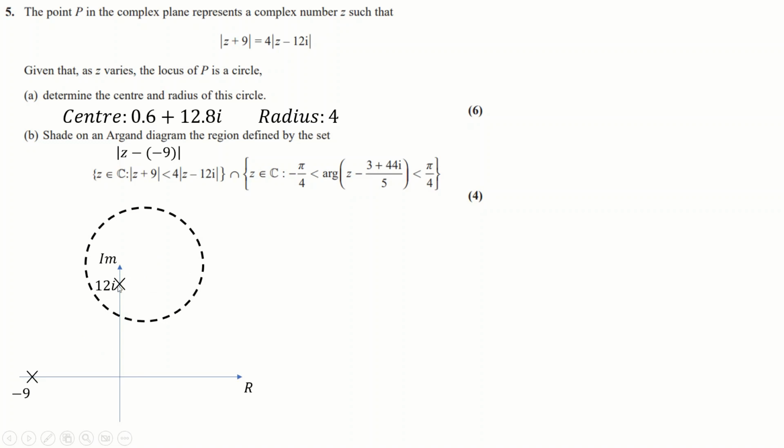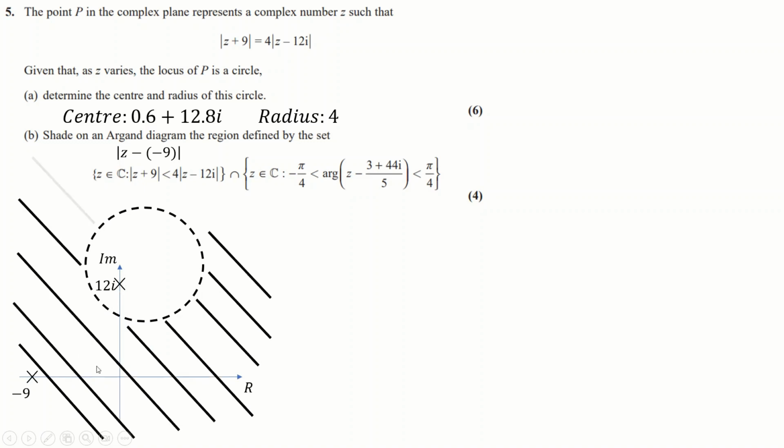Radius 4. So this point here, for instance, is on the circle because the distance to 12i looks like, if you times it by 4, is about the distance to minus 9. So that's where that circle comes from. And yeah, we want the distance to 9 to be less than 4 times the distance. So we want to be on the outside, right? Like here is a good point because the distance is less than 4 times the distance from there to there. So yeah, we want to be on the outside of the circle.